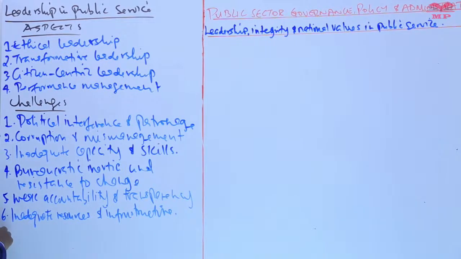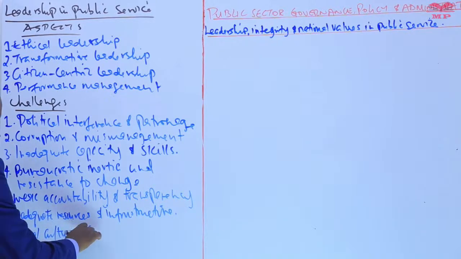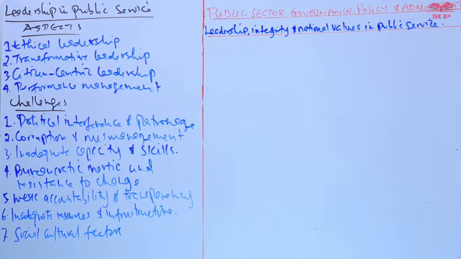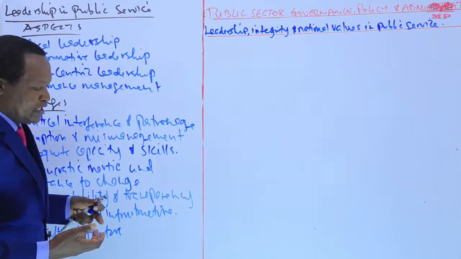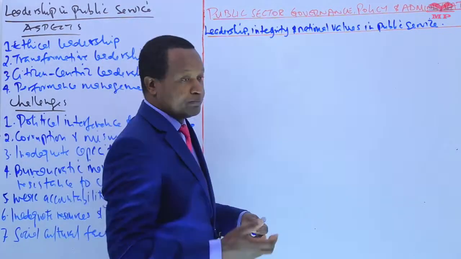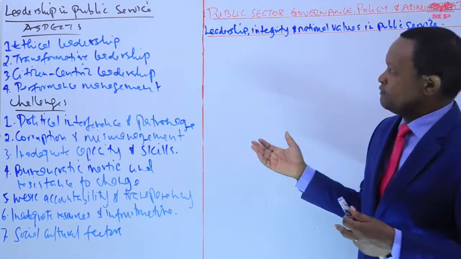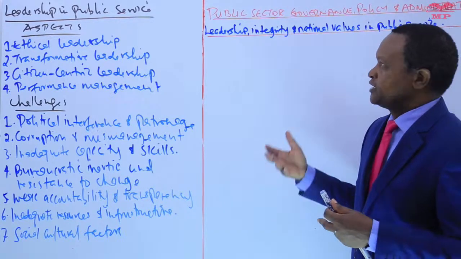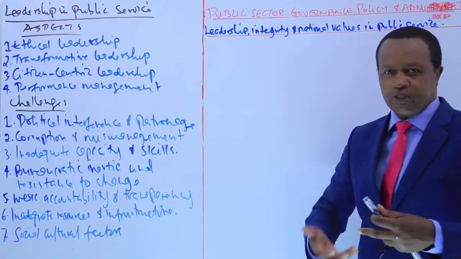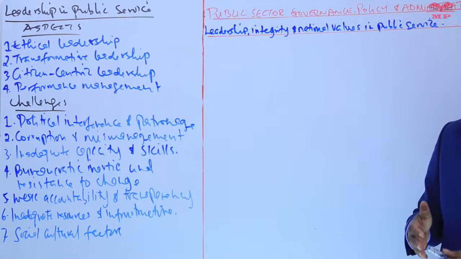There are also, number 7, social cultural factors. These are deep-rooted social cultural factors such as tribalism and nepotism, which can influence leadership choices, and they can also influence decision-making processes. So these factors can perpetuate inequality and hinder merit-based appointments.